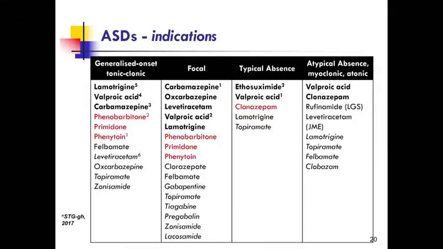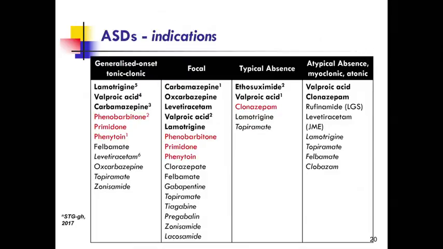Focal, carbamazepine, number one, I agree with the international community. Oxcarbazepine, a friend of carbamazepine, they have a similar mechanism, with a slight variation in side effects. Levetiracetam, valproic acid, lamotrigine, all these are effective. Phenobarbital, primidone, phenytoin, all the agents down there.